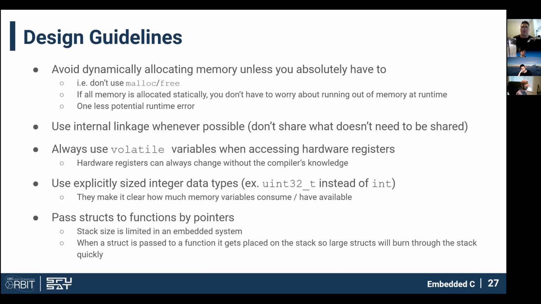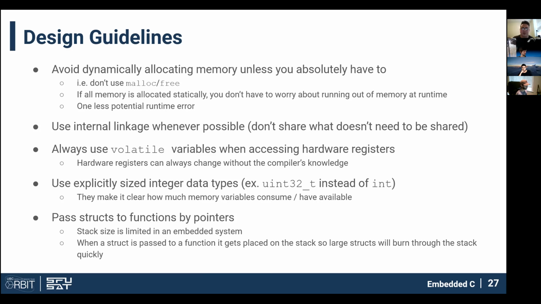Always use volatile when you're accessing hardware registers, right? Because hardware registers, like I said, they're changing asynchronously. So your compiler won't know that it's changed, but they'll change. So then you'll get really weird and difficult to debug problems. You'll spend a lot of time trying to fix those problems.